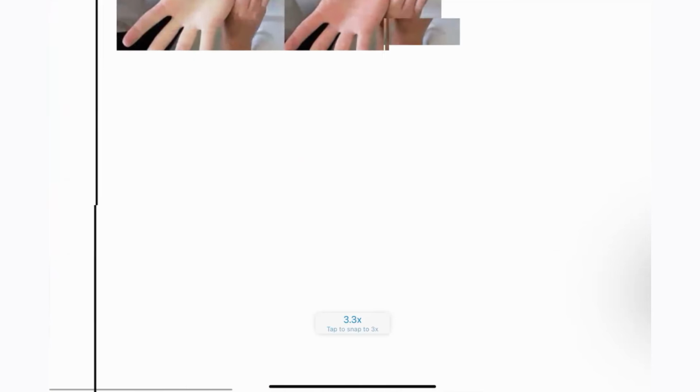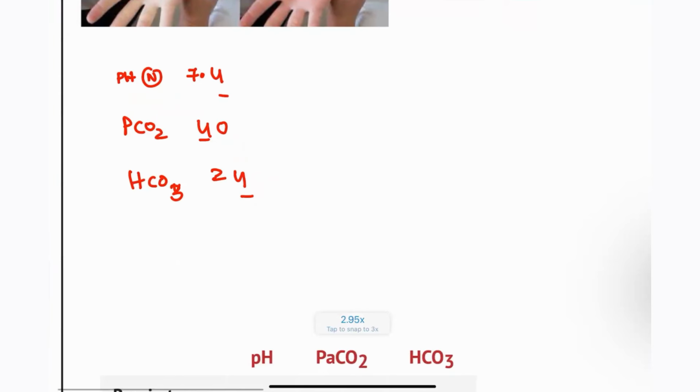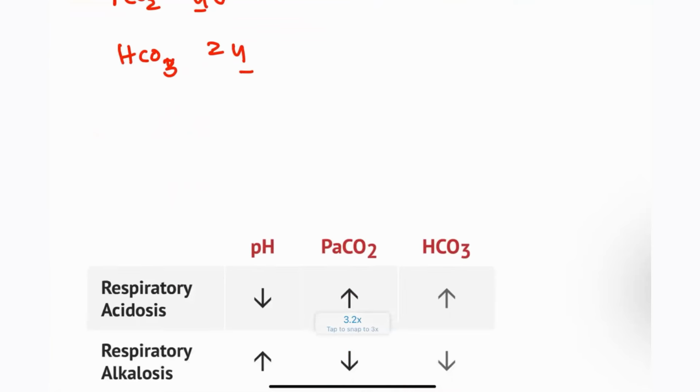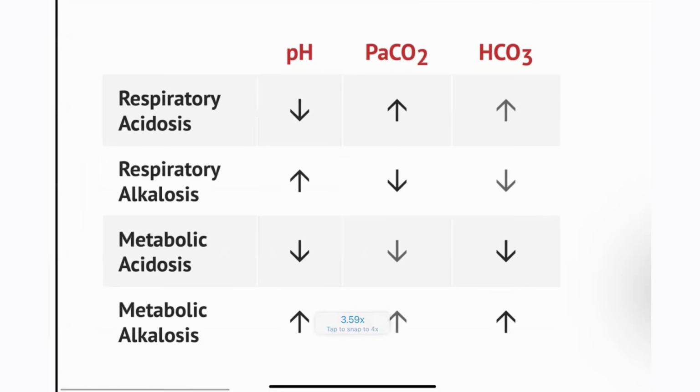So next, we are going to check the pH value. pH normal is 7.4. PCO2 normal is 40, and HCO3 normal is 24. Remember this way, 444. Okay. Next, here you can see the respiratory acidosis. In acidosis, the pH is the primary defect. Okay, primary defect, and the remaining values are going to decide whether it is respiratory or metabolic.